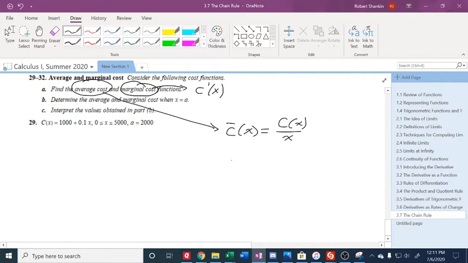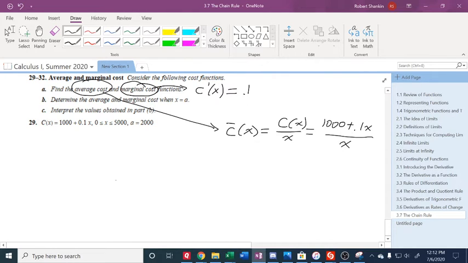Okay. And then, all right, so let's go to the marginal cost. We take its derivative and we get 0.1. The average cost is 1,000 plus 0.1x divided by x. Okay. And that's the answer for part A.